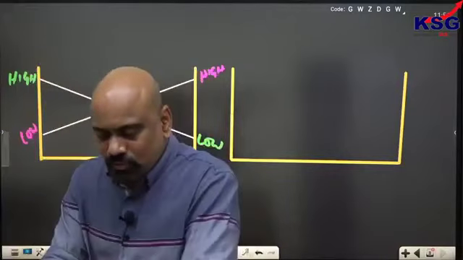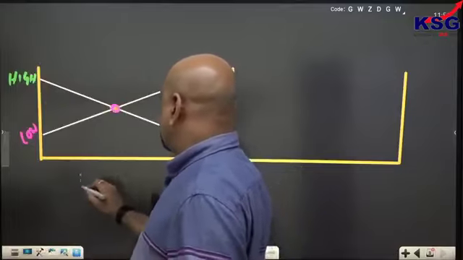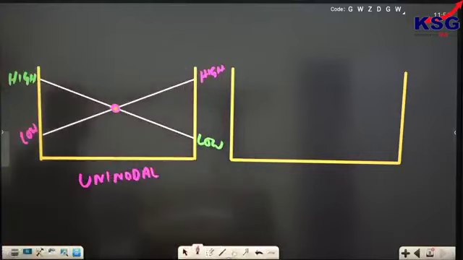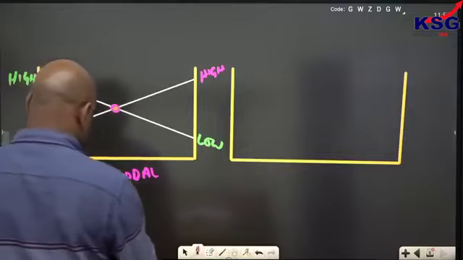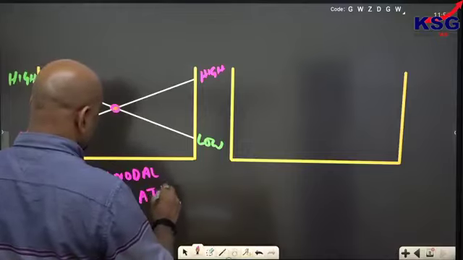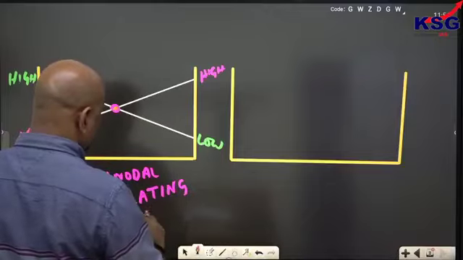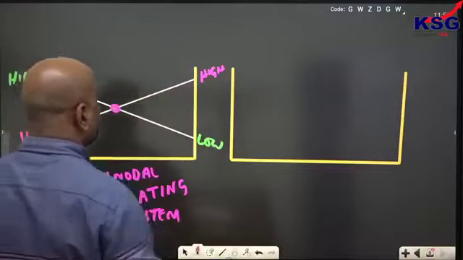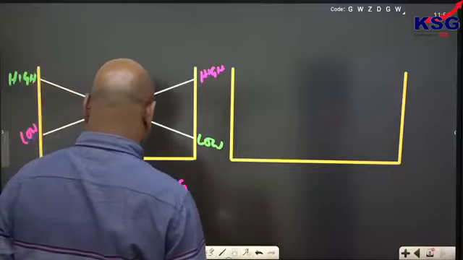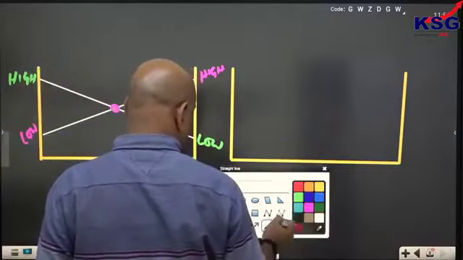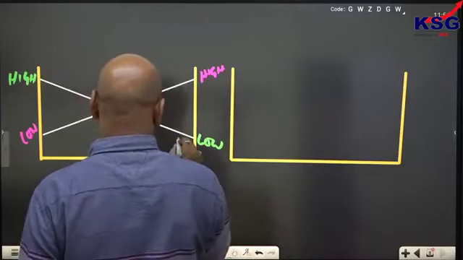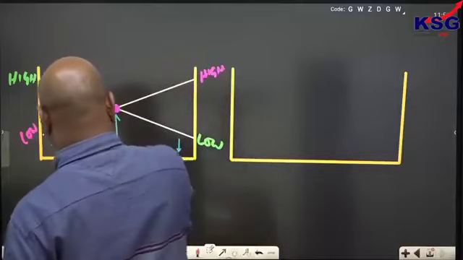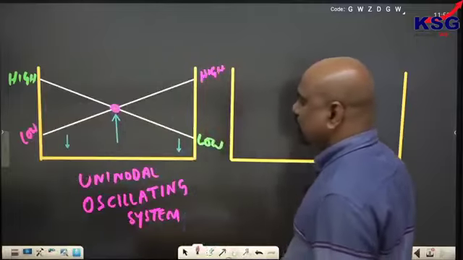Okay. So this is the uninodal oscillating system. एक ही नोड है, उठाएंगे नीचे गया ऊपर जाएगा जो भी है। मैंने कहा था आपको, if I raise this, it goes down, if I push this, that goes off, है ना। So likewise you have different things here. This is a uninodal oscillating system.